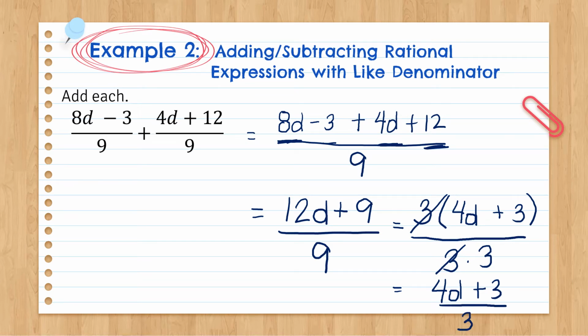Yan. Do not forget, or baka kasi mapansin nyo na, ma'am, parang may 3. Since there is a sign between 4d and 3, we cannot easily cancel out 3 unless, halimbawa, multiplication ito. So, pwede yung i-cancel since naka-factored form. Pero since hindi siya naka-factored form, that will be our final answer.